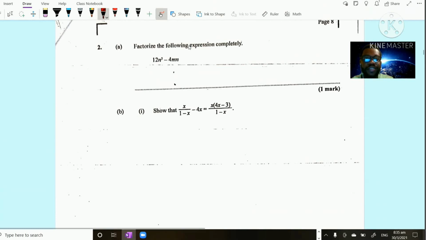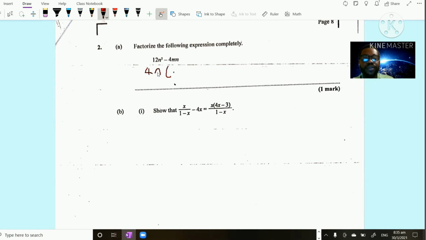And it says factorize the following expression completely. Now, what does factorization mean again? It means that we have to write the expression as a product of factors. Factors means something that is common. Now, it's normally easy to start with the numbers. So what's the highest common factor of 12 and 4? The highest factor of 12 and 4 is 4. So we're going to take out the 4. M is not common, so we can ignore that. What about n squared? We have n squared, which is really n times n, and we have an n here. So only one of the n's is common. So I'm going to take out an n here.